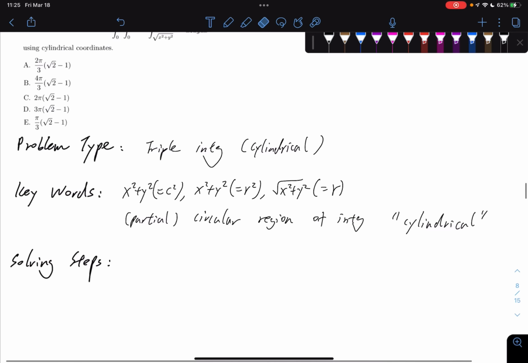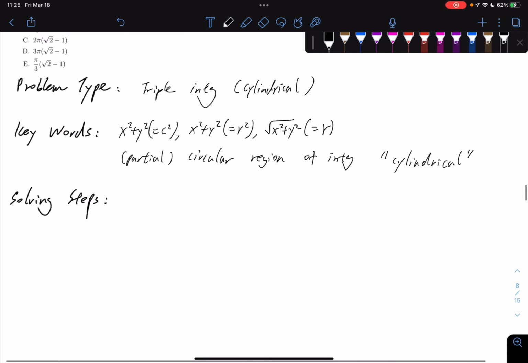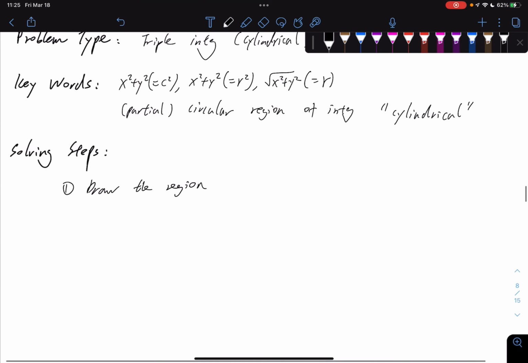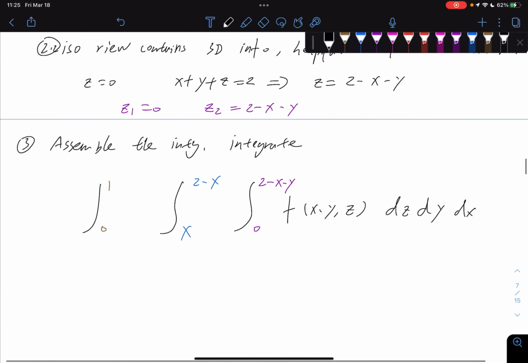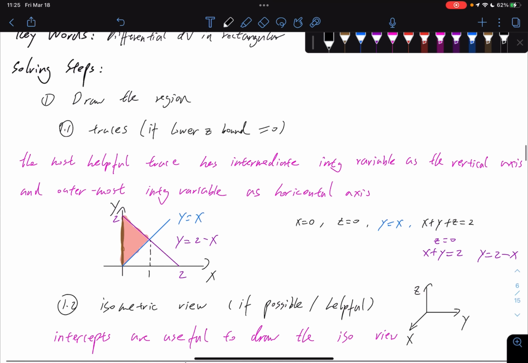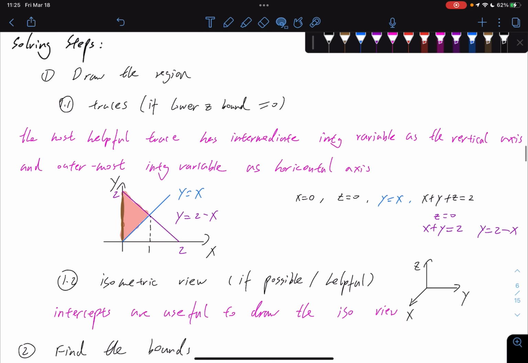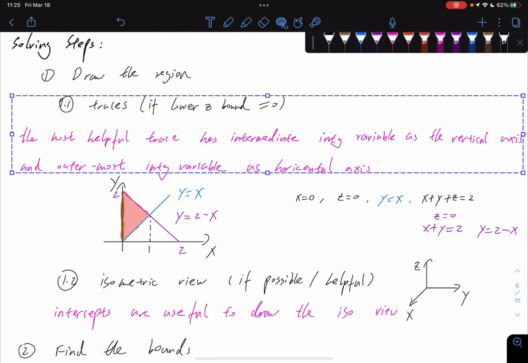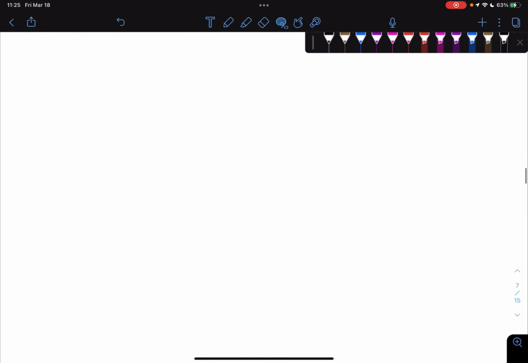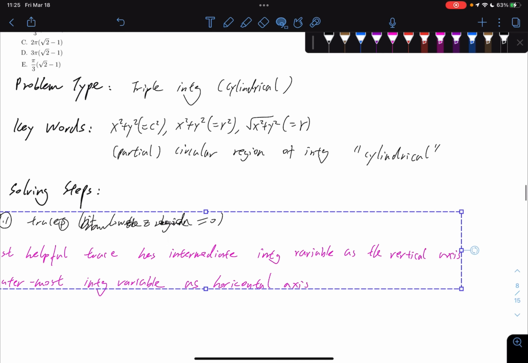All right, so as usual, for solving any type of double or triple integral problem, we are going to start by drawing the region. Again, I'm just going to copy and paste what we did for question number 4 down below. Let me go ahead and read it for you first.